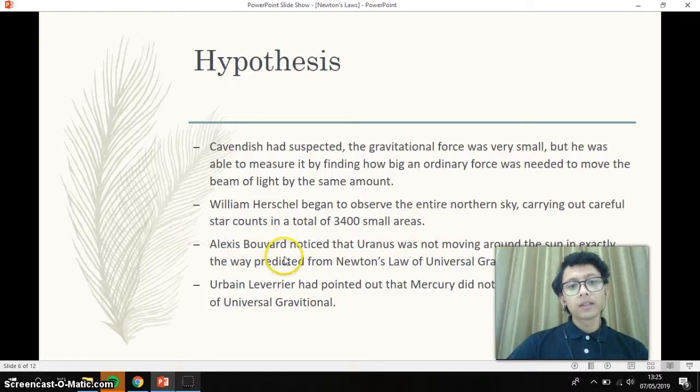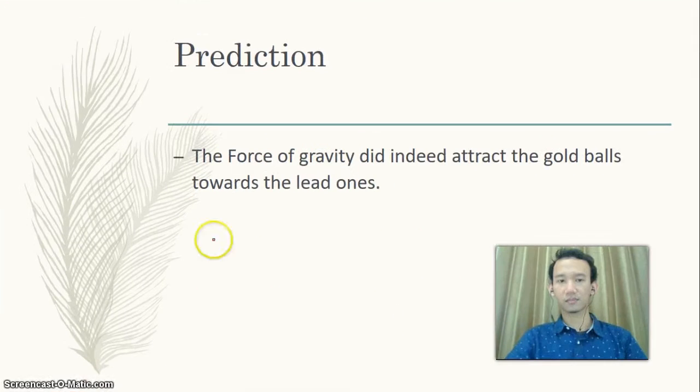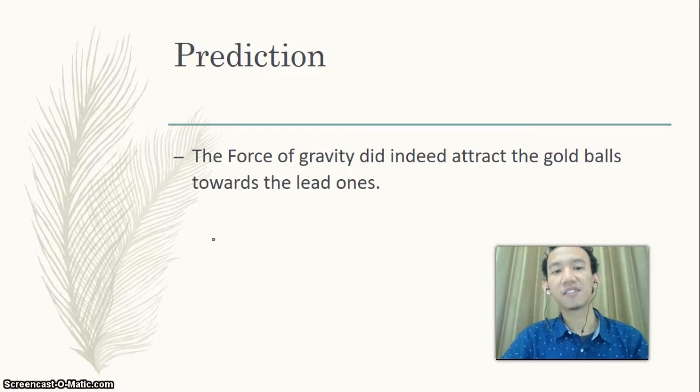Alexis Bouvard noticed that Uranus was not moving around the Sun in exactly the way predicted from Newton's law of universal gravitation, and Urbain Le Verrier had pointed out that Mercury did not quite fit in with the law of universal gravitation. And now we move on to the prediction. The prediction was that the force of gravity did indeed attract the gold balls toward the lead ones.